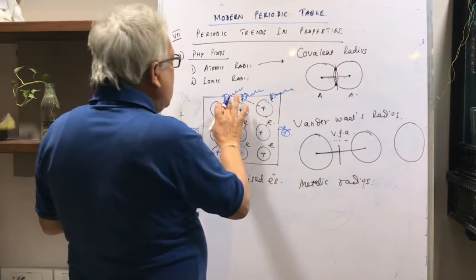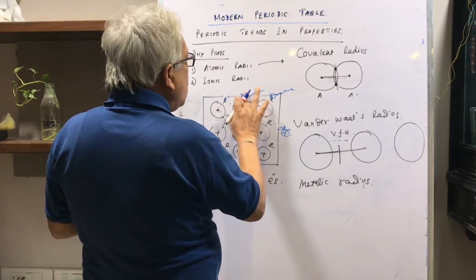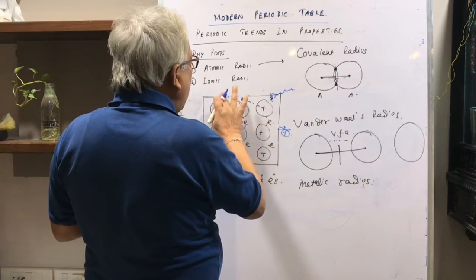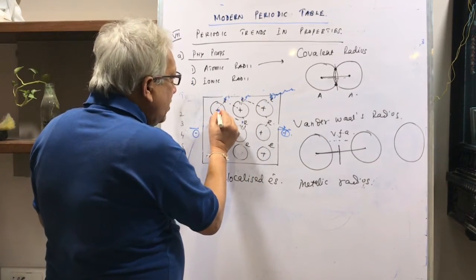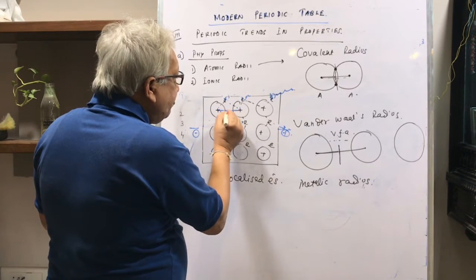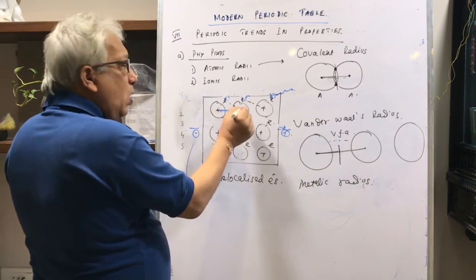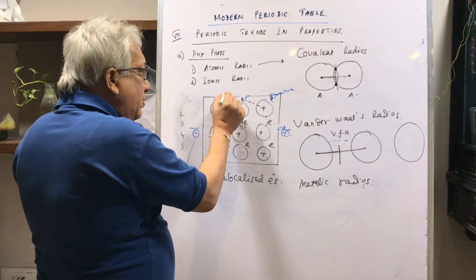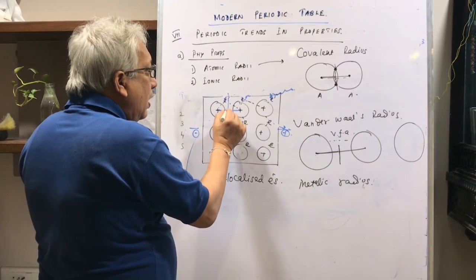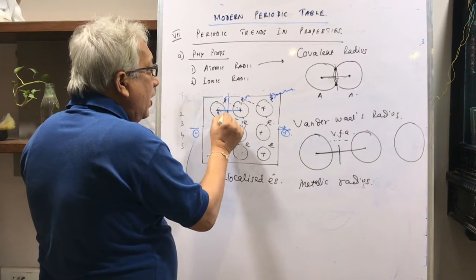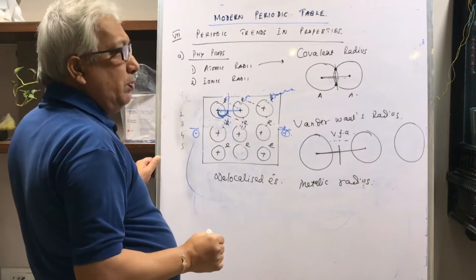Now what happens is, when these metallic bonds are formed, in this case, when I want to find out the atomic radius, what I will do is find the distance between these two kernels, that is two ions, and that distance I will divide by 2, and this will give me the atomic radius of that particular atom. Is it clear to you?